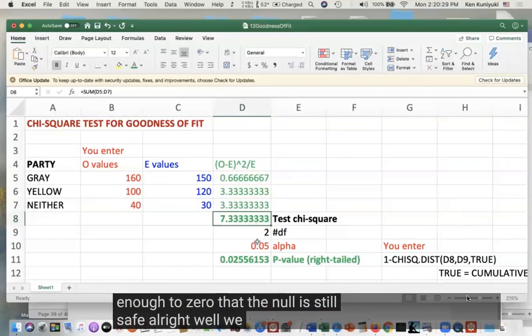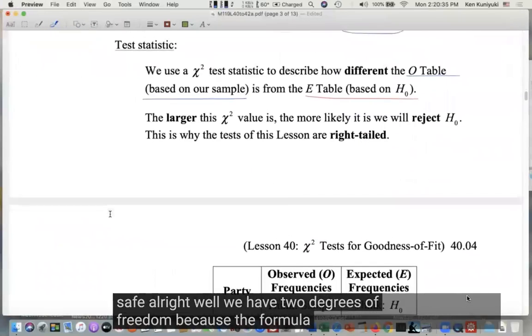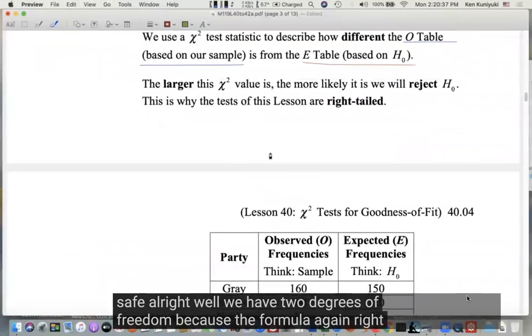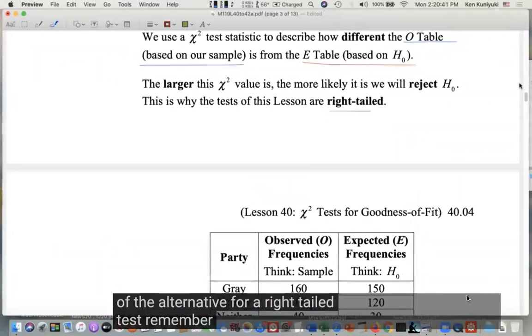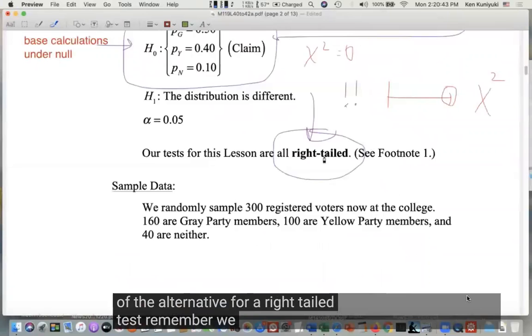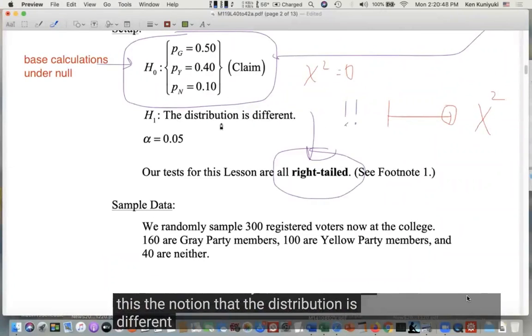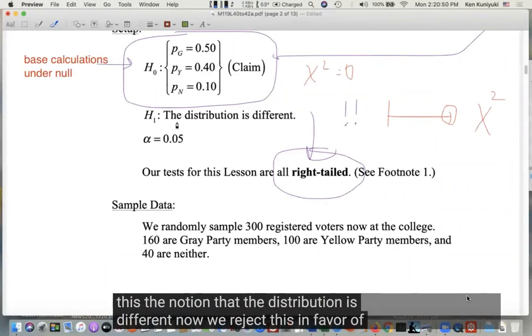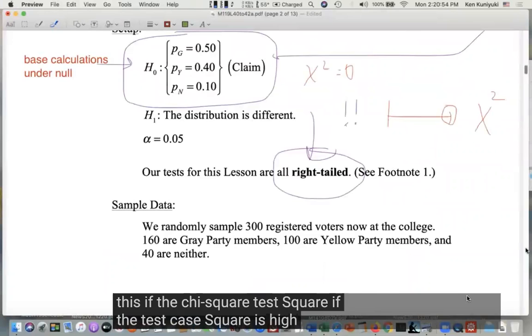All right. Well, we have 2 degrees of freedom because the formula, again, right tail, because we reject the null in favor of the alternative for a right tail test. Remember, we reject this in favor of this, the notion that the distribution is different, if the test chi-square is high.